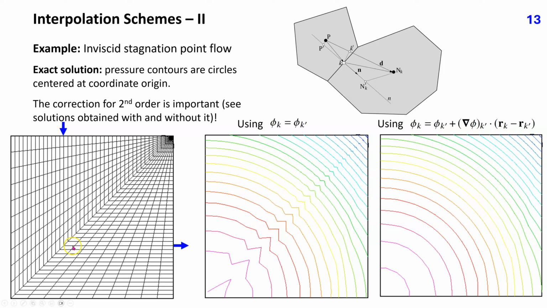The error introduced at the faces lying on the diagonal is reflected in pressure contours by disturbances. When we apply correction to the interpolated value as described in the previous slide and shown in this expression, we obtain smooth pressure contours across the diagonal.